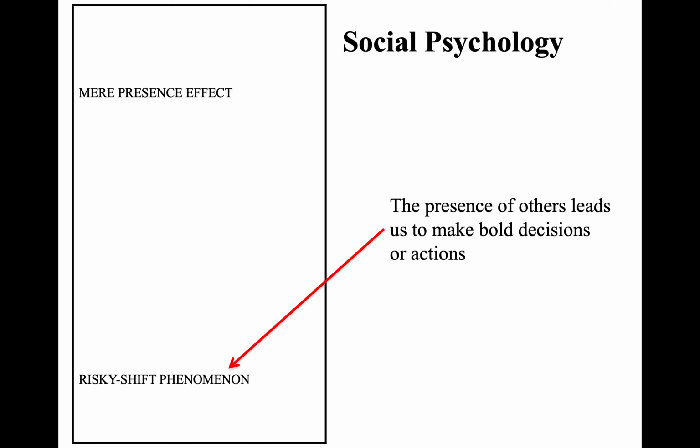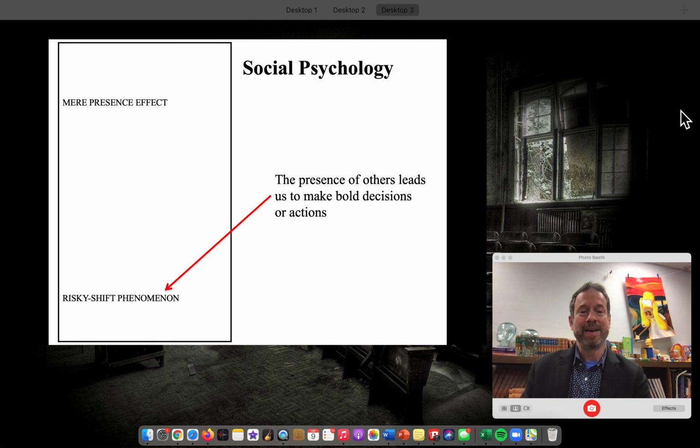The answer? Risky shift phenomenon. Basically, when there's more people around, we take riskier action and make riskier decisions. When it's only a few people or just you, we tend to be more cautious.